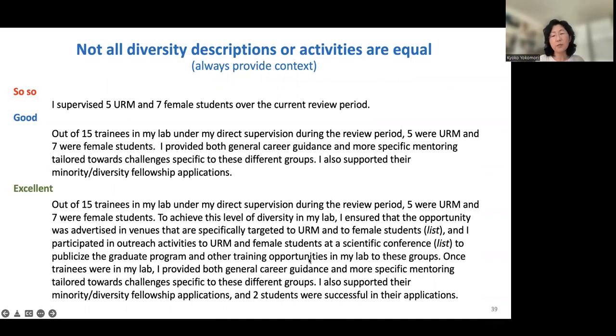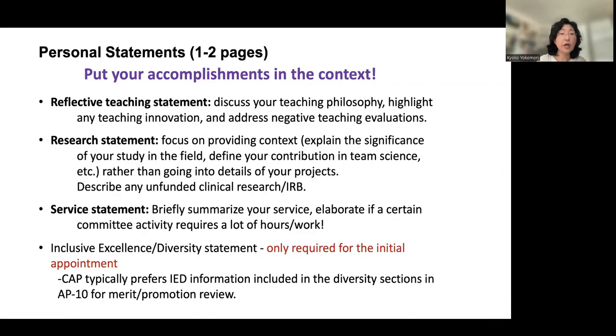But the excellent example would be, for example, you made sure that the opportunity of working in your lab is properly advertised in venues that are specifically targeted to URM and female students, and then list those, something that shows the evidence that you have made a specific effort to promote these people to come to your lab. Then that's something really good. Consider that an excellent activity. Okay, so I'm sorry about the background. Okay, so that was the end of the AP-10.